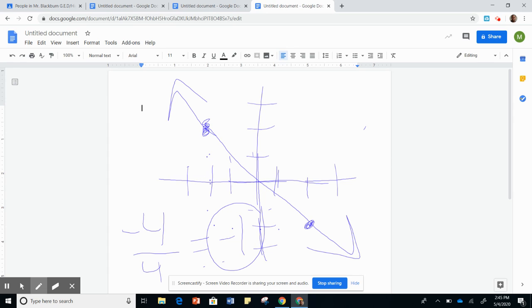So that's how you do slope. If you have a graphic, you just count the 2 points, rise over run, or if it's negative, it's going to be fall over run. And the formula, of course, is y2 minus y1 all over x2 minus x1.